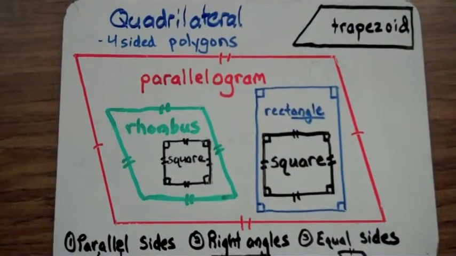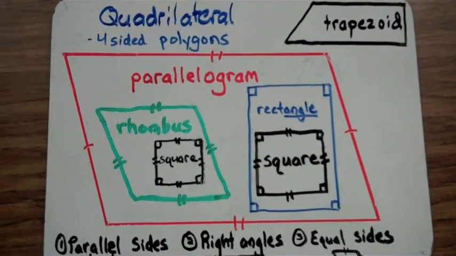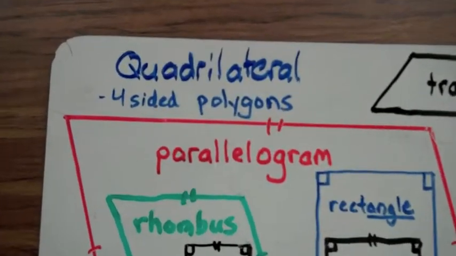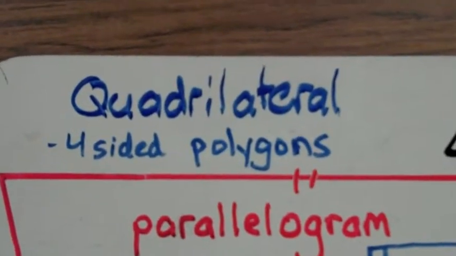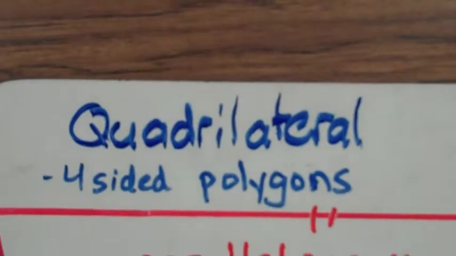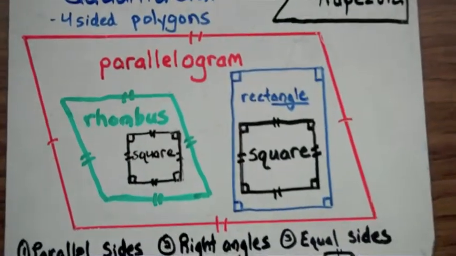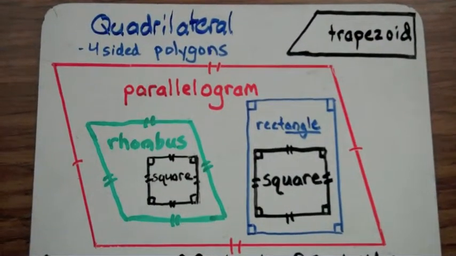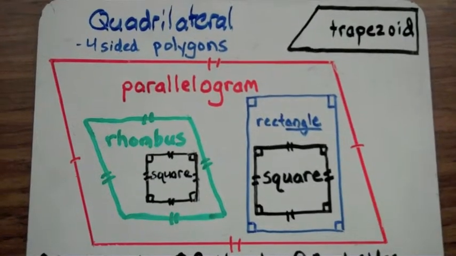Today we're looking at the quadrilateral family. A quadrilateral is a four-sided polygon. A polygon is a figure with straight sides and they have to be closed. So you can see that these are all polygons and these are all quadrilaterals.